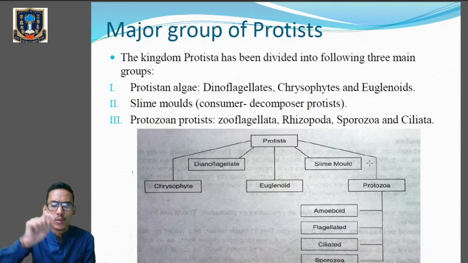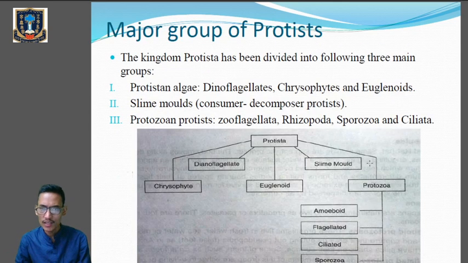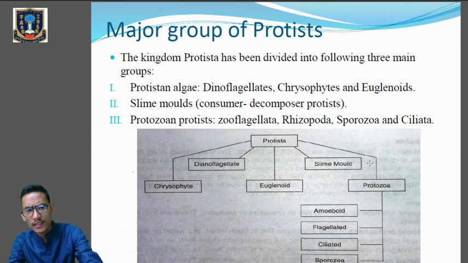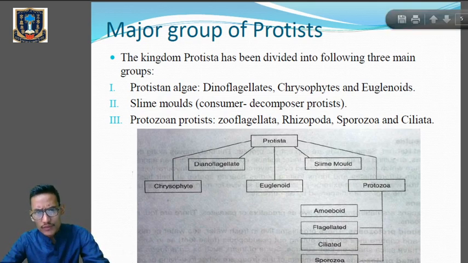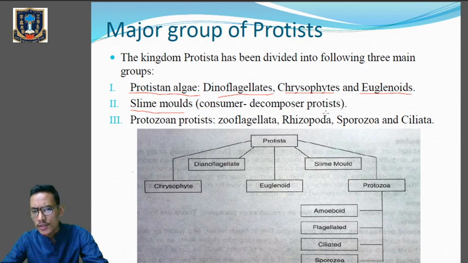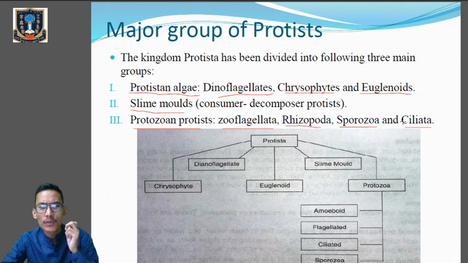Now we'll go through the major groups of protists. Clear? What are the major groups? Protists can be divided into three major groups. Protistan algae, under which we learn about dinoflagellates, chrysophytes, and euglenoids. Group 2, slime molds, the consumer decomposer protists. And the third group is protozoan protists, under which we will learn about zooflagellates, rhizopoda, sporozoa, and ciliata. So these are the major groups of the protists.